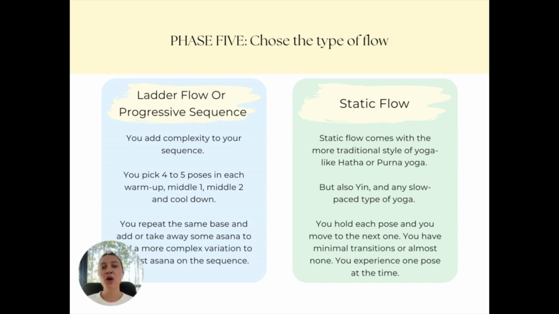Static flow. Static flow comes with the more traditional style of yoga like Hatha or Purna yoga, but also Yin and any slow pace type of yoga. You hold each pose and you move to the next one. You have minimal transitions or almost none. You experience one pose at a time. But as we know in Hatha yoga, we have a warm-up sequence which is called sun salutation. That's where you have a lot of transition and movement in a flow sequence. Otherwise, it's like middle 1, middle 2, you go to one pose, you move to the next one.